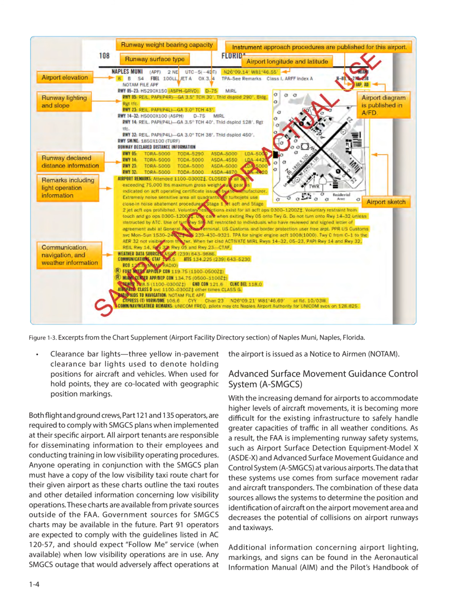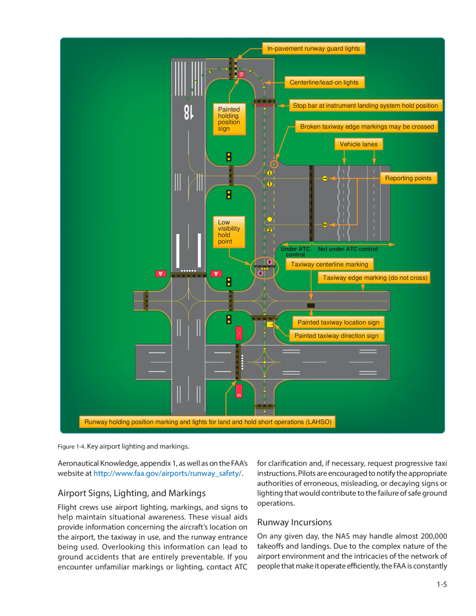The combination of these data sources allows the systems to determine the position and identification of aircraft on the airport movement area and decreases the potential of collisions on airport runways and taxiways. Additional information concerning airport lighting, markings, and signs can be found in the Aeronautical Information Manual, AIM, and the Pilot's Handbook of Aeronautical Knowledge, Appendix 1, as well as on the FAA's website at http://www.faa.gov/airports/runway_safety/.